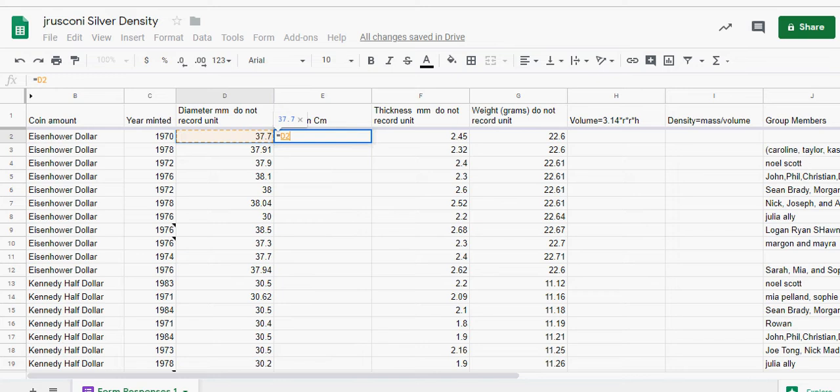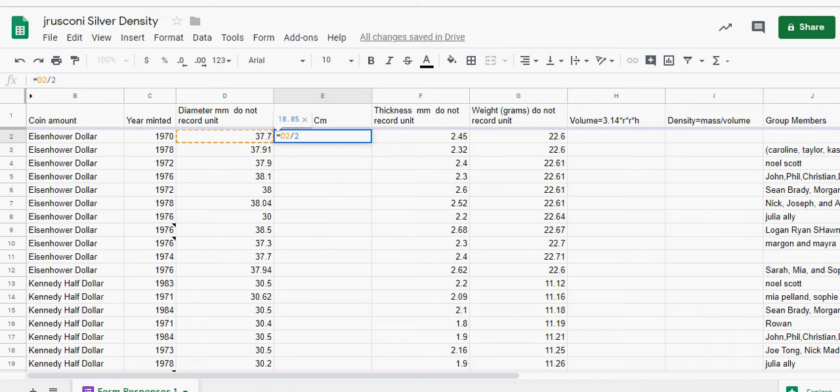Well, now I've got a formula here. I'm going to say D2, and I'm going to put the slash for divided by 2. If I just hit enter, that's going to say half of the diameter is 18.85. But the problem is that's 18.85 millimeters and I want centimeters. Centimeters are 10 times bigger.